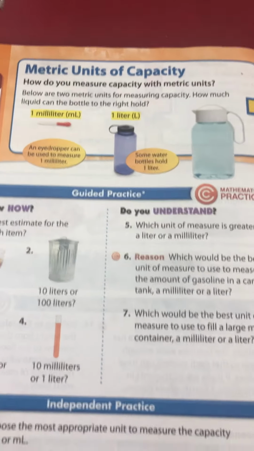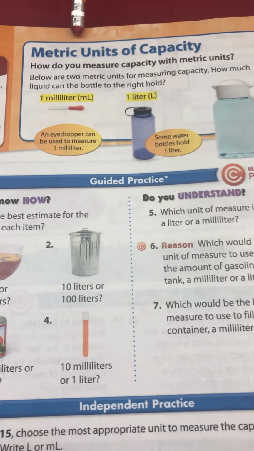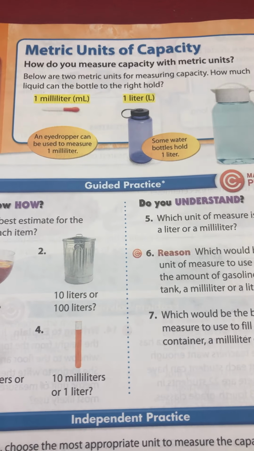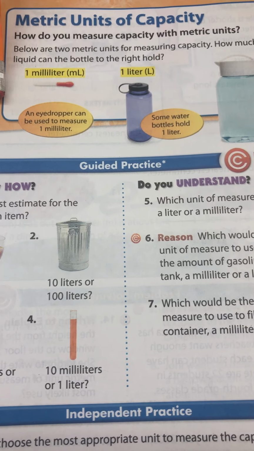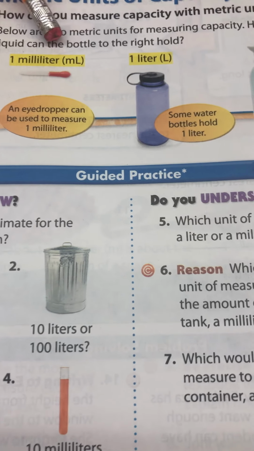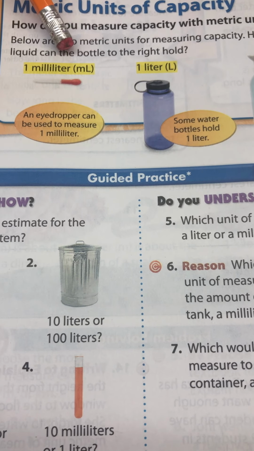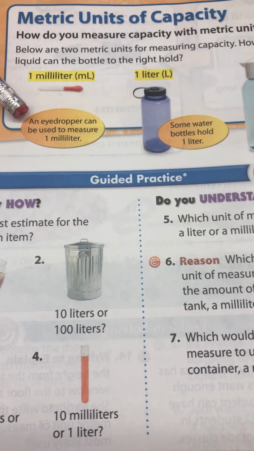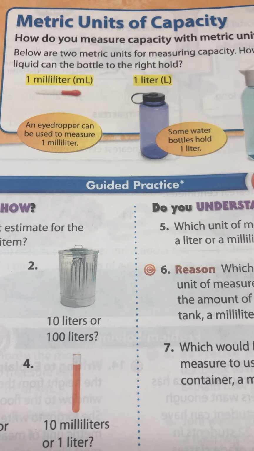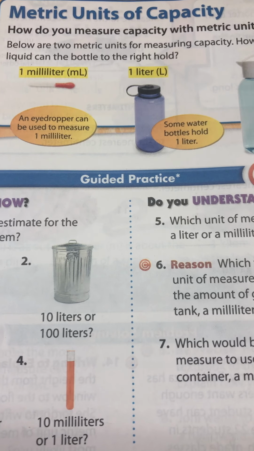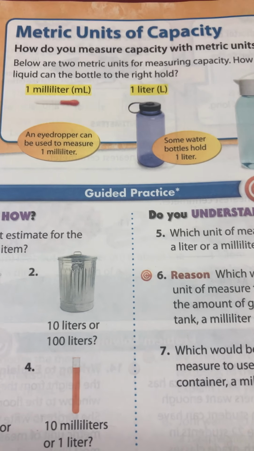Boys and girls, you will be using your book today to look at the metric system units of capacity for liquid, the milliliter and the liter. The milliliter is about the size of one drop that comes from a medicine dropper. If your mom is giving you ear drops or eye drops, that's about the size of a milliliter. That's the smallest unit of capacity in the metric system that you would use for liquid.